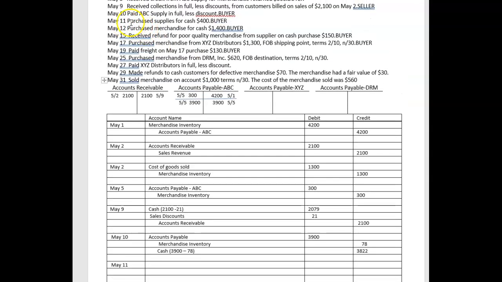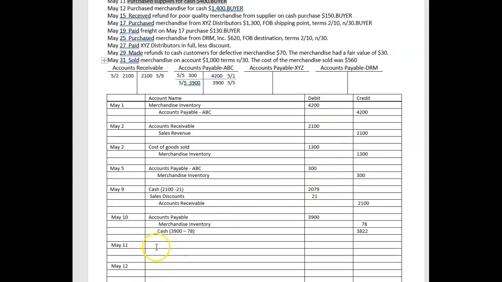May 11th, purchase supplies for cash. All right, so Artie is buying some supplies. Now, supplies is different than inventory. Supplies are used within the company, for example office supplies, versus inventory, which is sold to customers. So we are going to debit supplies. We're going to increase the asset supplies for the amount of the purchase, which is $400. And it said up above that this was made for cash, so we are going to reduce or credit our cash for the $400.